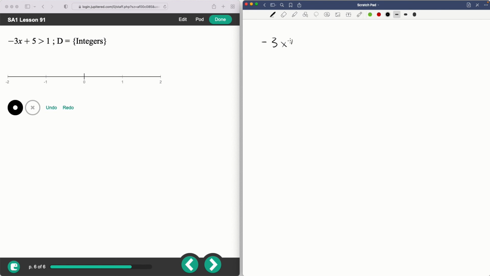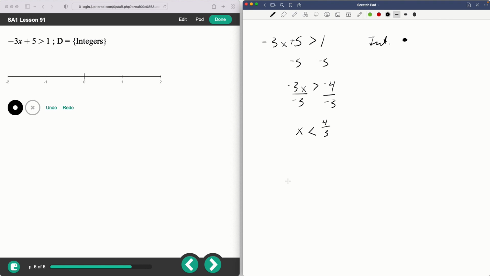Minus 3x plus 5 is greater than 1, and that's integers, so that means dots, right? So let's get rid of this 5. So minus 5 minus 5, that gives us negative 3x is greater than negative 4. Divide both by negative 3. Now remember, we are dividing by a negative number. So that means this is going to change. When you divide or multiply by a negative number, this flips. So x is going to be less than, negative divided by negative is a positive, so 4/3.